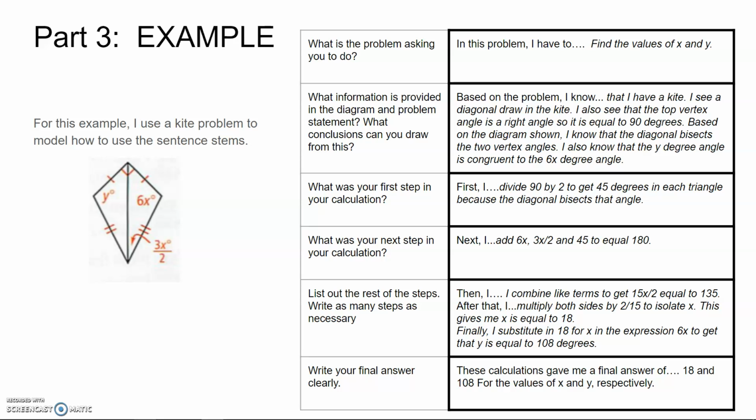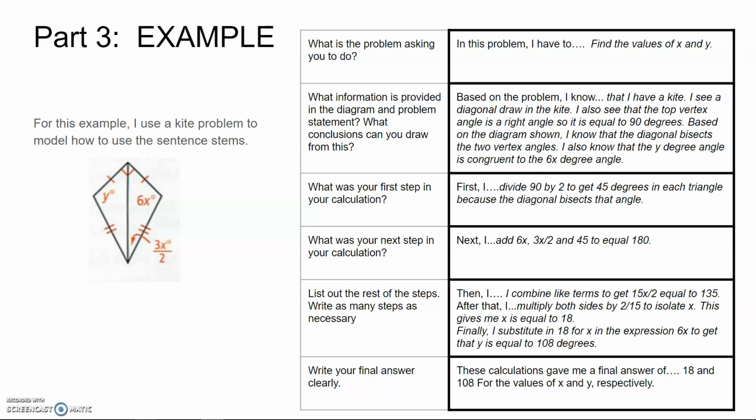So for example, I say, based on the problem, I know that I have a kite. I see a diagonal drawn in the kite. I also see that the top vertex angle is a right angle. So all I've done in that first two sentences is state what I see in the problem. Now is when I'm going to start making some connections to properties.